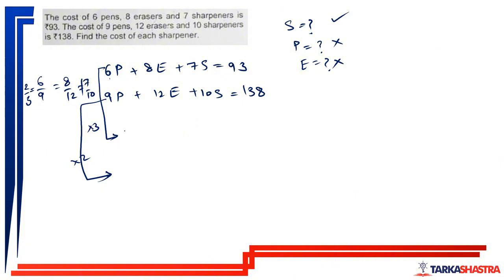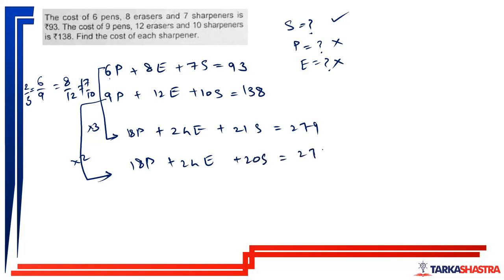So if I multiply the upper equation by 3, I get 18P plus 24E plus 21S is equal to 279. And if I multiply the lower equation by 2, I get 18P plus 24E plus 20S is equal to 138. The double is 276. Subtract, here it goes. We get S is equal to 3. This is the cost of each sharpener is 3.